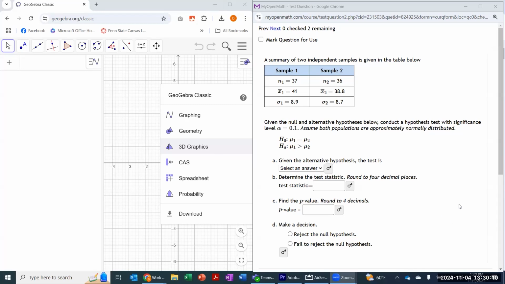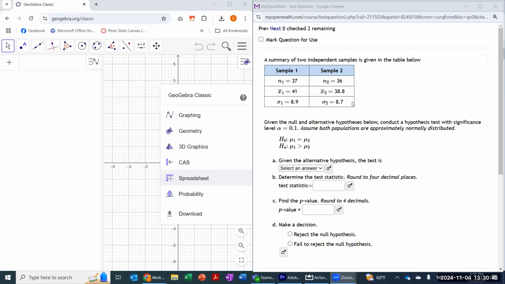This will be a quick tutorial on how to do a two-sample z-test for a difference of means using GeoGebra. So I've got GeoGebra open here on the left, and I have a problem on the right-hand side that's giving me some independent sample information. Notice that I'm given the population standard deviations sigma over here in my summary table.